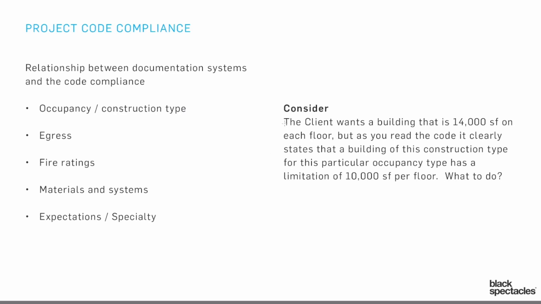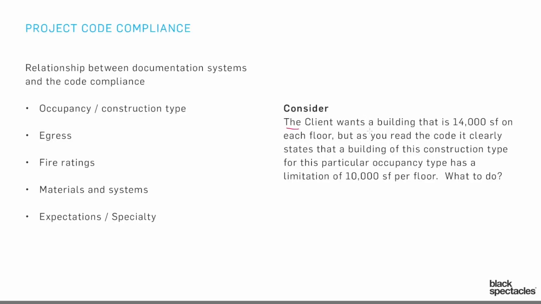So let's think about an example where these kinds of issues would come into play. Let's imagine that your client wants to build a building that is 14,000 square feet on each floor. But as you read through the code, going through the occupancy and construction type tables, you realize that it clearly states that a building of this construction type for this particular occupancy has a limitation of 10,000 square feet per floor. What do you do?